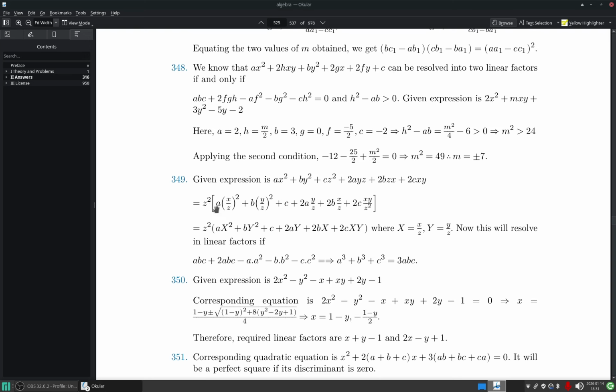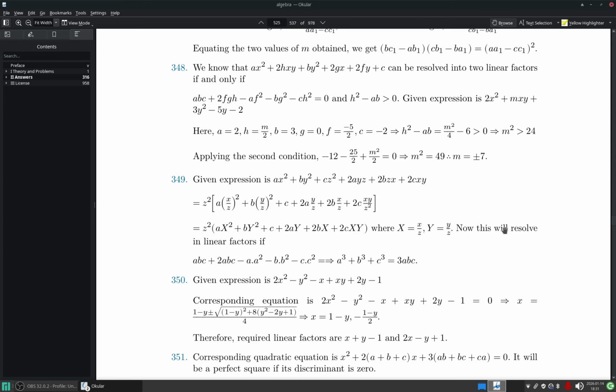We take z² common and get a(x/z)² + b(y/z)² + c + 2a(y/z) + 2b(x/z) + 2c(xy/z²). We write this as z² into aX² + bY² + c + 2aY + 2bX + 2cXY, where capital X is equal to x by z and capital Y is equal to y by z.